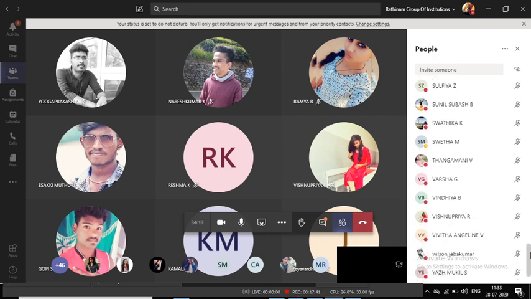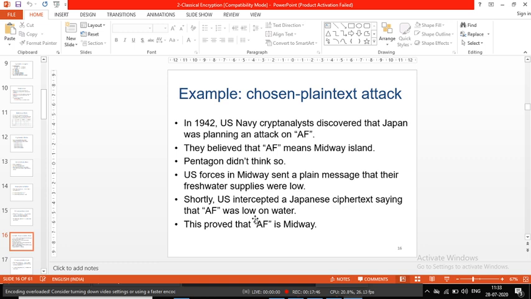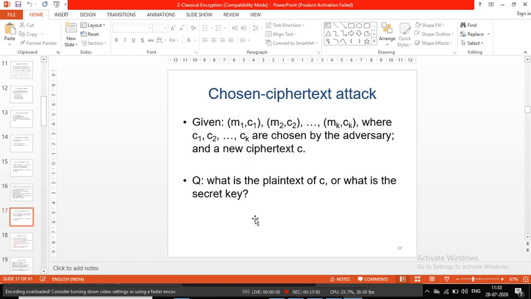Okay, so we'll continue. These are some of the examples of chosen plain text. Clear?